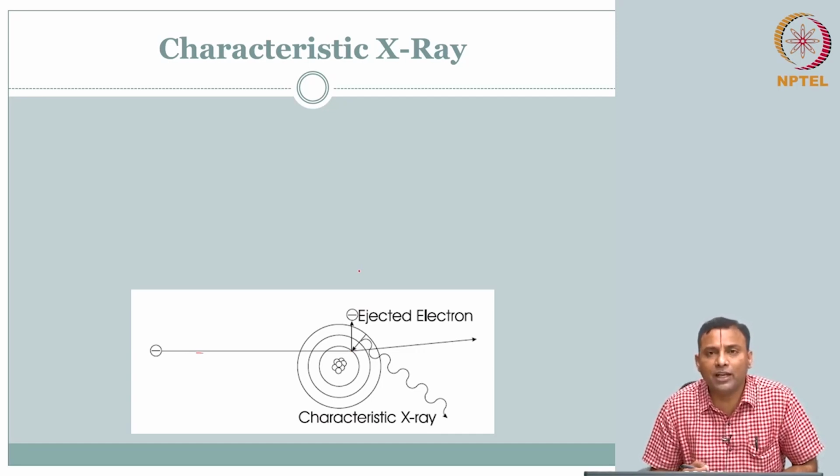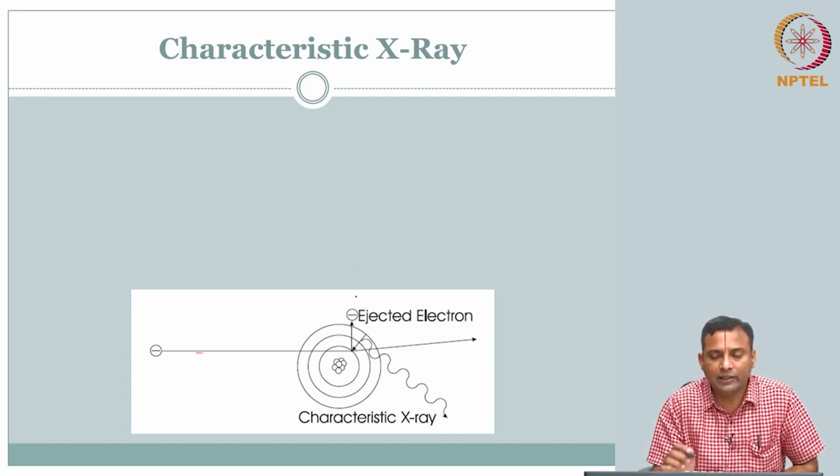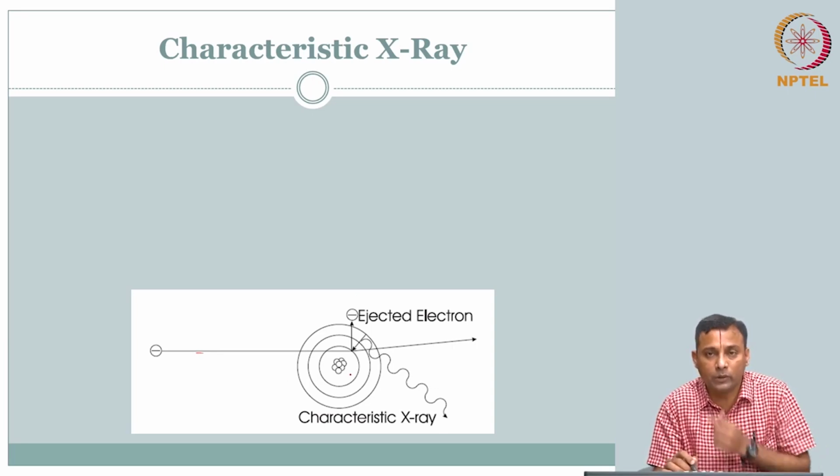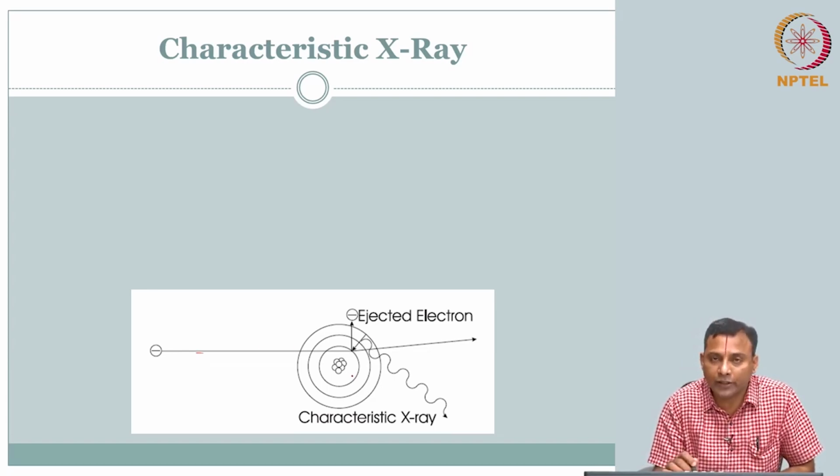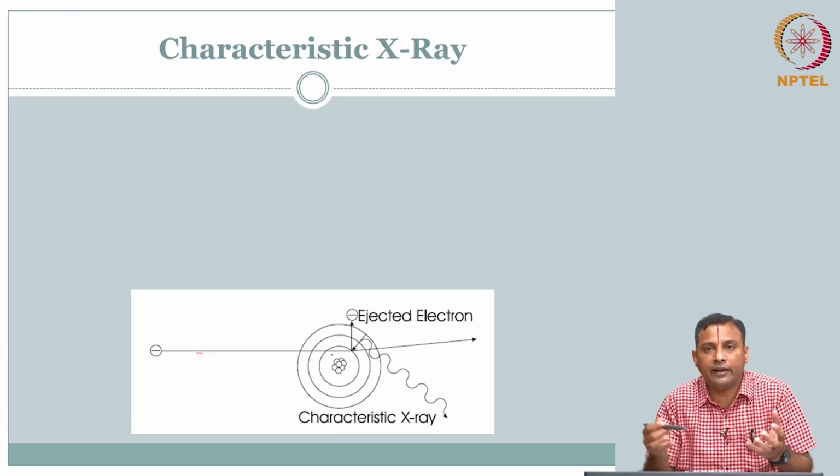Subsequently, what will happen? If this is ejected, rearrangement is going to take place. Recall how we talked about excitation and ionization. So, rearrangement is going to take place, and the electrons from the outer shell will start to fill in the void and rearrange themselves.